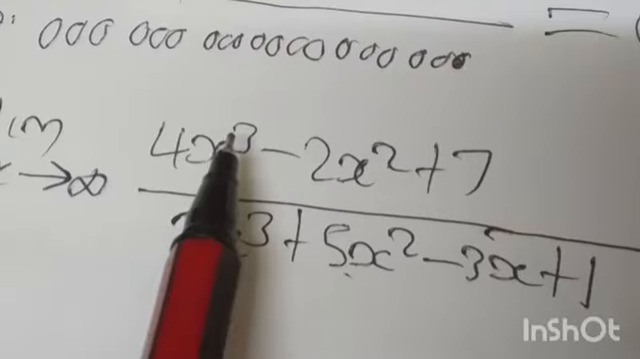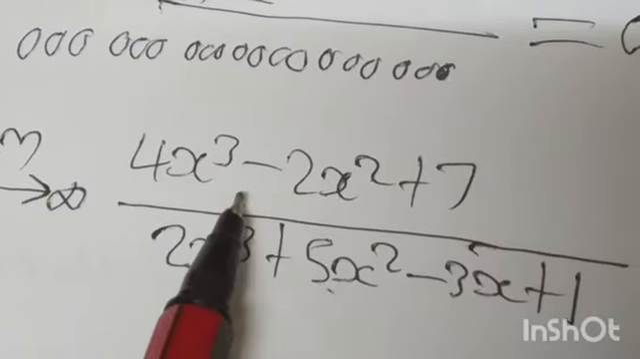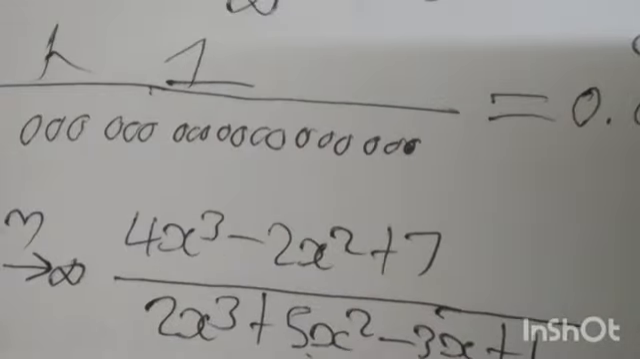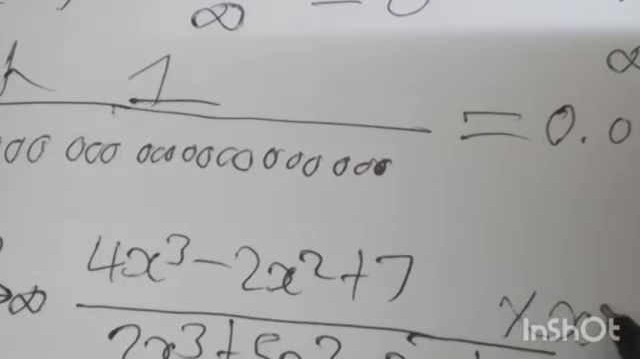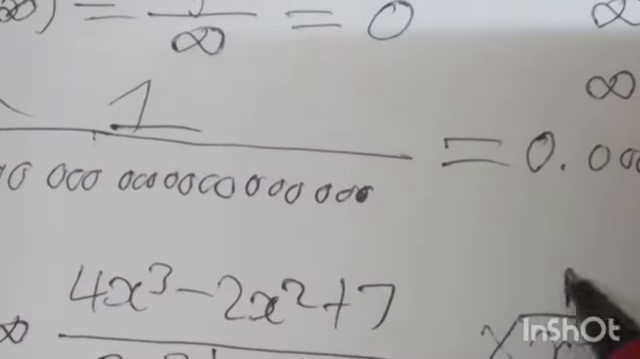Now for this limit, to find a suitable answer, you have to express the entire numerator and denominator in the form of 1 over x. So how can you express it in the form of 1 over x? Let's quickly go to the numerator. Since the highest power of x we have is x to the power 3, let's multiply the numerator by 1 over x to the power 3.